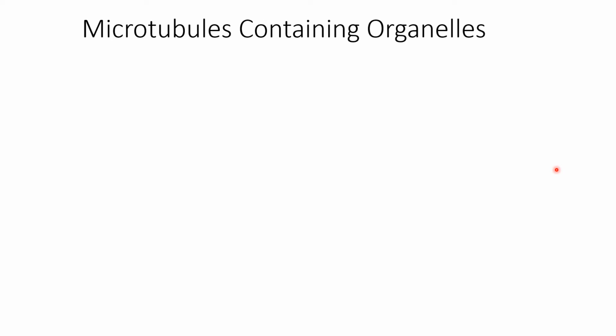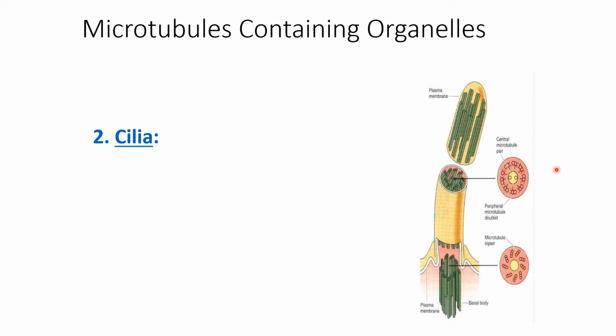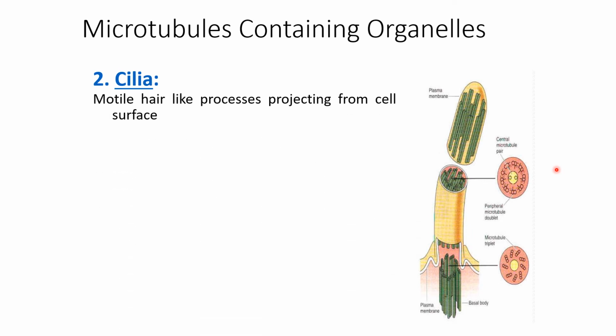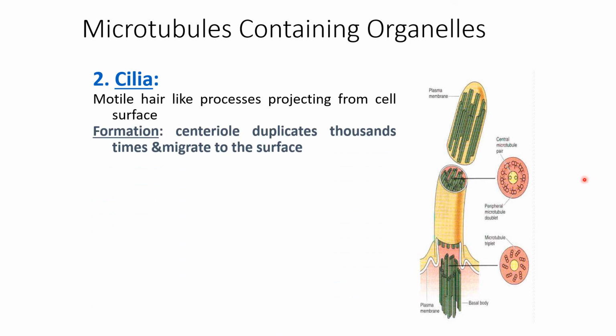Microtubule-containing organelles. We first discussed the centriole. Secondly, the cilia. What are the cilia? They are motile hair-like processes projecting from the surface of the cell. How are they formed? The centriole duplicates 1,000 times and migrates to the surface, and this is during embryological development. For the cell that should be ciliated, during its development, the centriole duplicates 1,000 times and migrates to the surface. This is the cell surface.